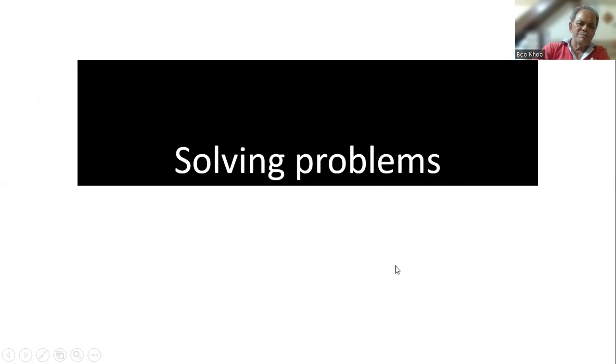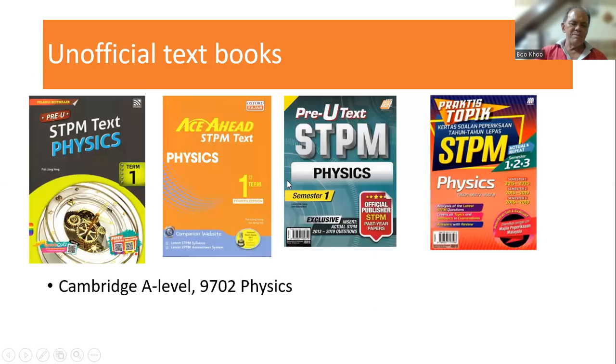Okay, let's solve some problems. Remember, you cannot study physics just by reading. After understanding it, you have to try the problems. I'm using most of this book and this book. Doesn't mean that you cannot use this book. This book has past papers, same as this book. But as the first student I taught used this book, I use this book also. Or some questions from Cambridge A level, 9702 physics.